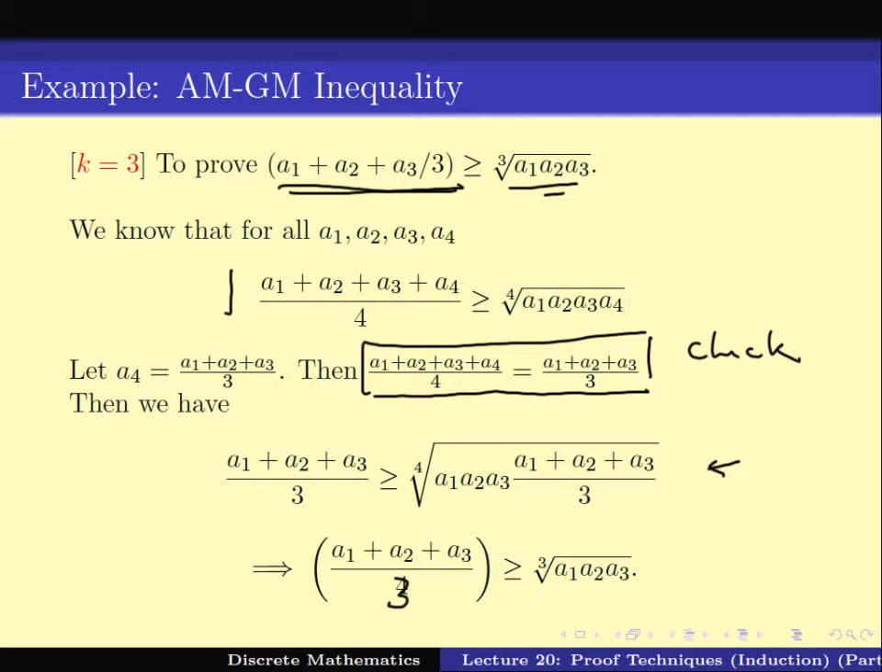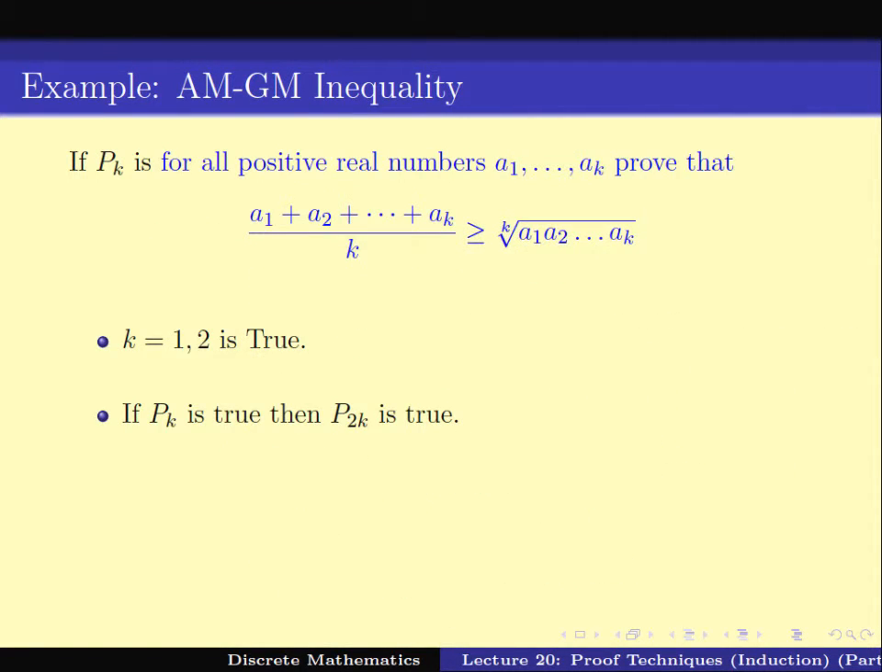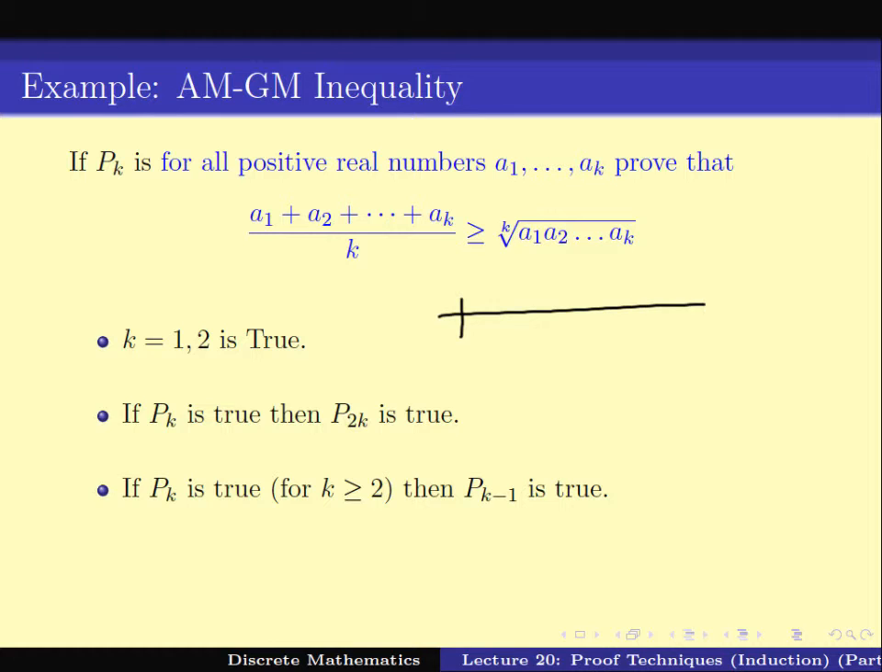Now I leave it as an exercise to prove that using Pk, you can prove the Pk minus 1 case. Just like we have used P4 to prove P3, you can use P8 to prove P7, P7 to prove P6 and so on. Okay, so now where do we stand? Till now we have that for k equals 1 and 2 I know how to solve it. If Pk is true, then P2k is true, we saw that one. And now we have that if Pk is true, then Pk minus 1 is true. Now does it still cover all the cases? Let's go back to our line.